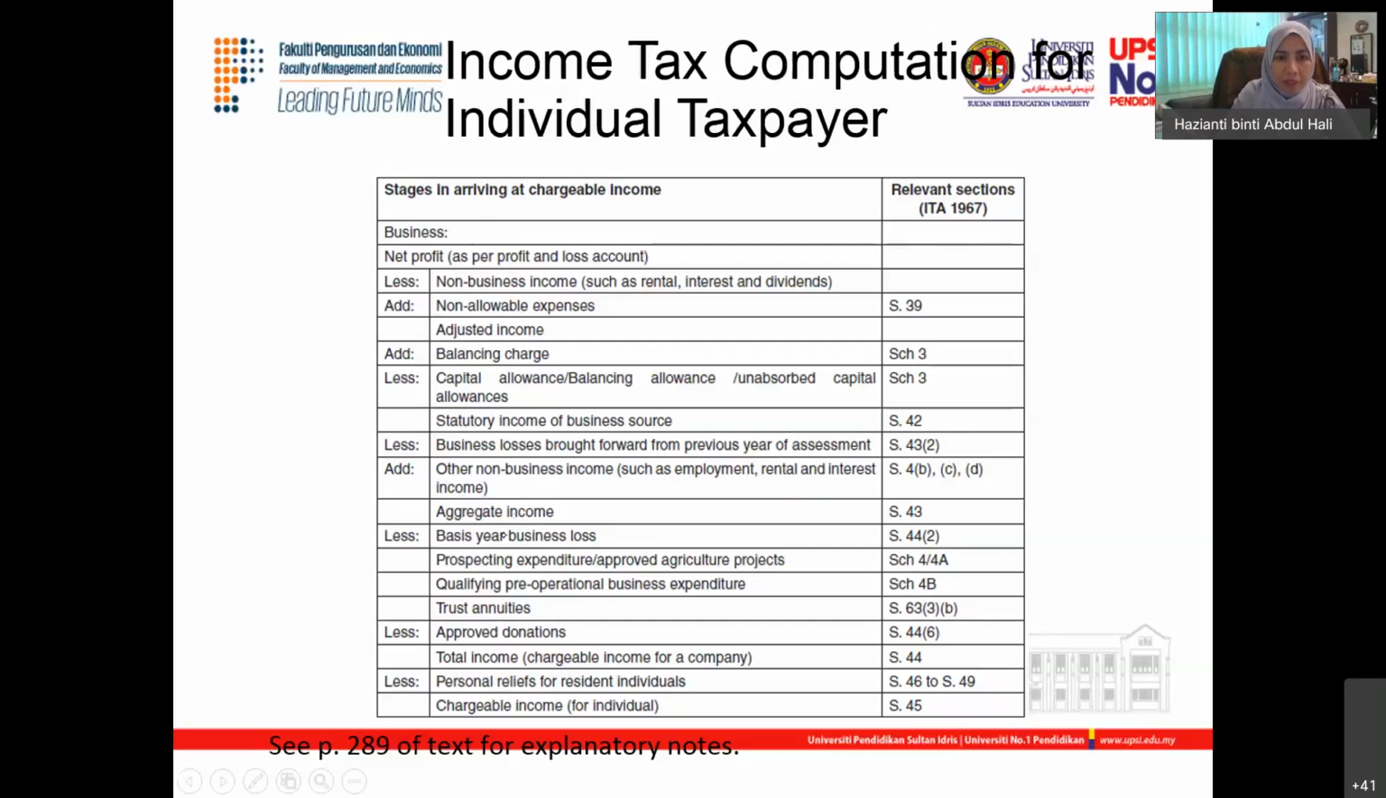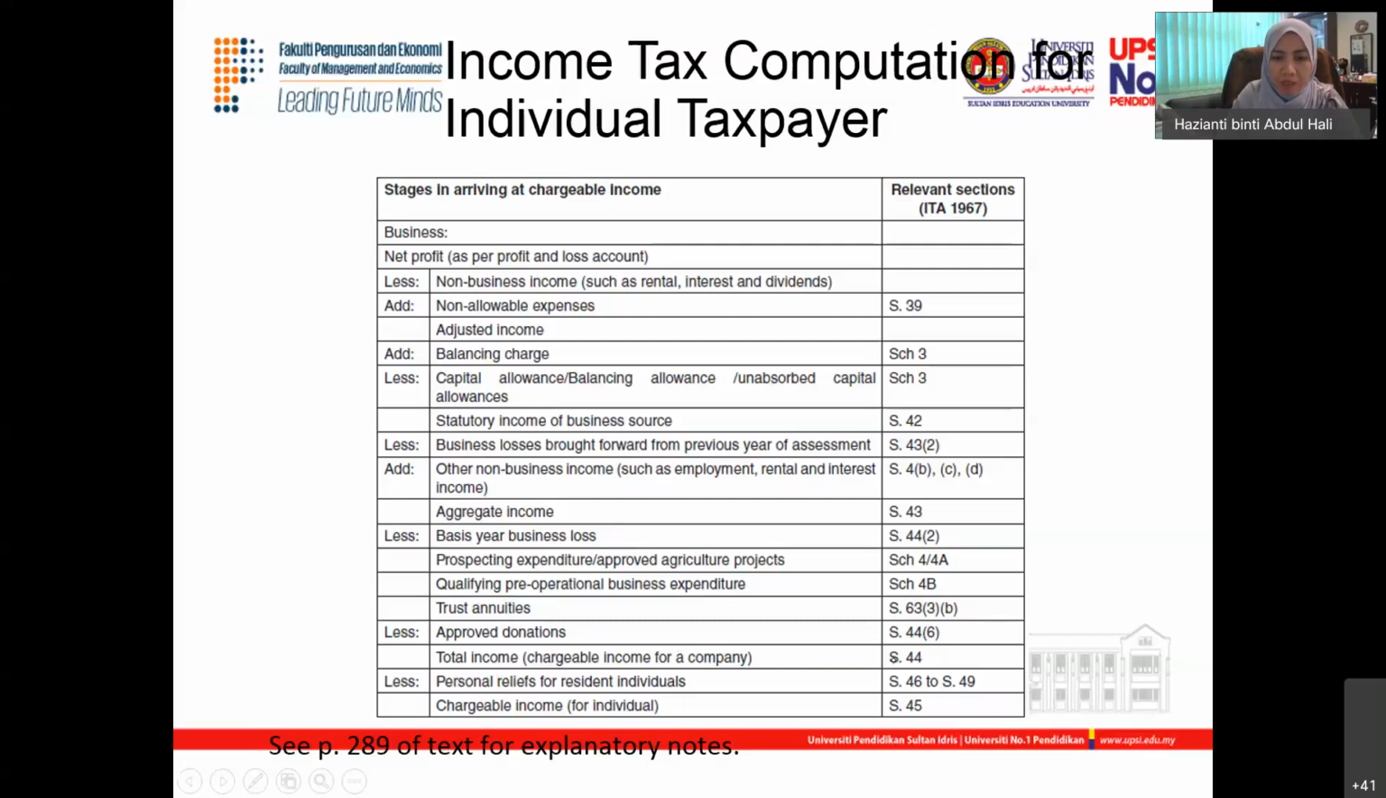Sampailah aggregate income, sampailah mana tadi? Okay, other non-business income: employment, rental, interest, aggregate income, tolak balik business year loss dia, basis year loss. Kalau ada donation, dapat chargeable income, personal relief for resident individual. So untuk company dia tak ada chargeable income, dia tak ada relief lah. Company tak ada relief, company dia habis dekat sini je.